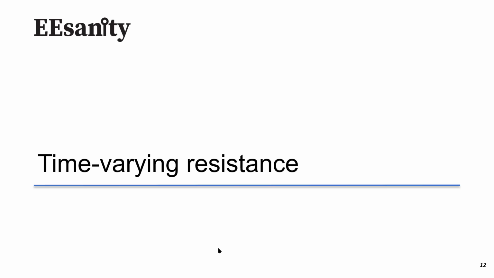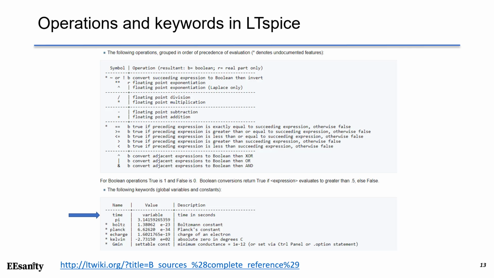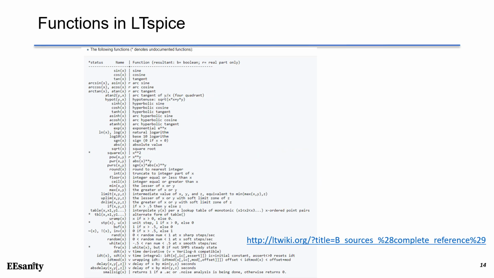Now let's go to time-varying resistance. Just to recap what we have learned before, there are quite a few operations and keywords in LTspice. You can use them to build your own functions. Notice that time is a variable in seconds in LTspice. We are going to use it later in an example. Also, LTspice supports a lot of mathematical functions as shown on this page.